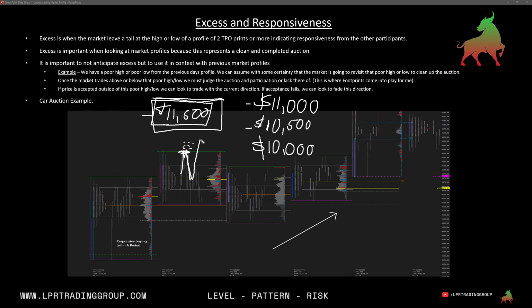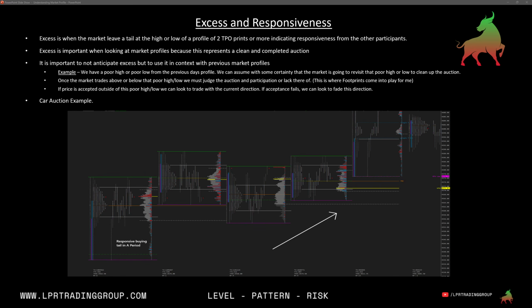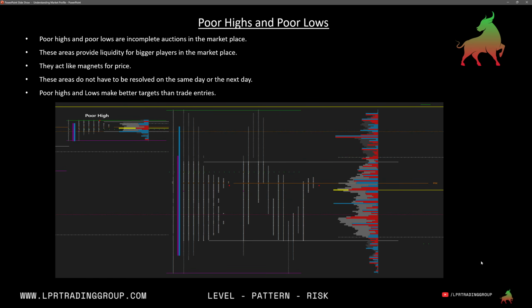So the market is supposed to come up into these areas and clean up those poor auction levels. Like this and like this. Poor highs and poor lows. Let's jump to the next slide here, and this is where we'll talk about poor highs and poor lows.